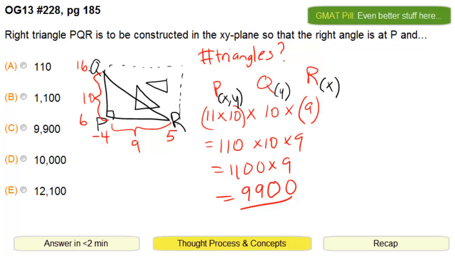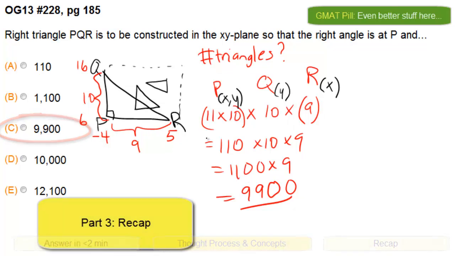And you always have to be inclusive, right? 6 to 16, you might make the mistake, oh, 16 minus 6, that's 10. Well, actually, if you count it all out, when you add it inclusively, you always have to add 1. So that's why we have 11 here and 10, and then this 10 goes with this 10, this 9 goes with this 9. You multiply it out, and you get 9900.